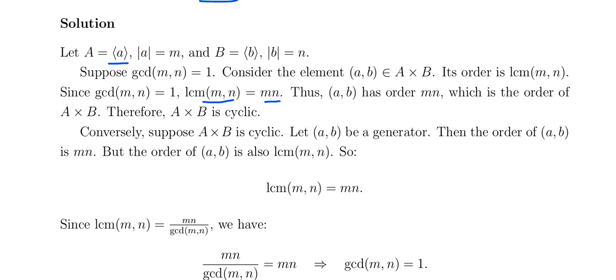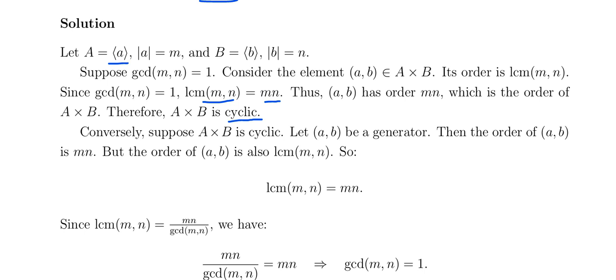So the order of (a, b) is mn. Which is the order of A cross B? Am I correct? So what is the conclusion? The order of (a, b) is mn, that is the order of A cross B. That is, A cross B is cyclic. Therefore A cross B is cyclic, generated by the element (a, b).